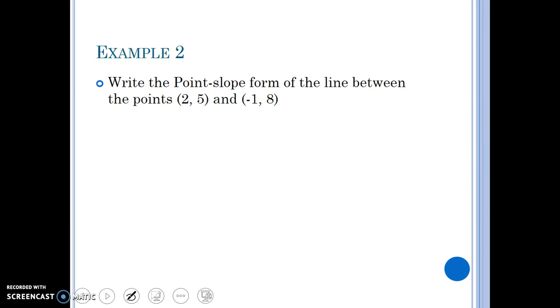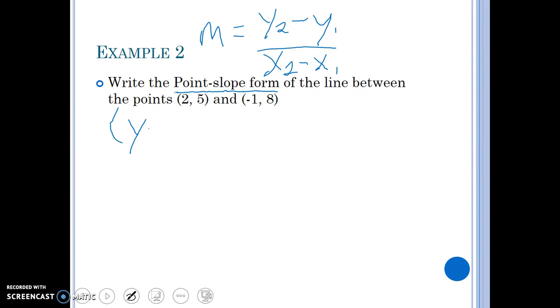Okay, example number 2. Write the point-slope form of the line between the points (2, 5) and (negative 1, 8). So now we're going to be using two formulas for this. The slope formula, which was m equals y2 minus y1 over x2 minus x1. And the point slope formula, which is the important part right here. I'll go ahead and write this down below. So we get y minus y1 equals m times x minus x1.